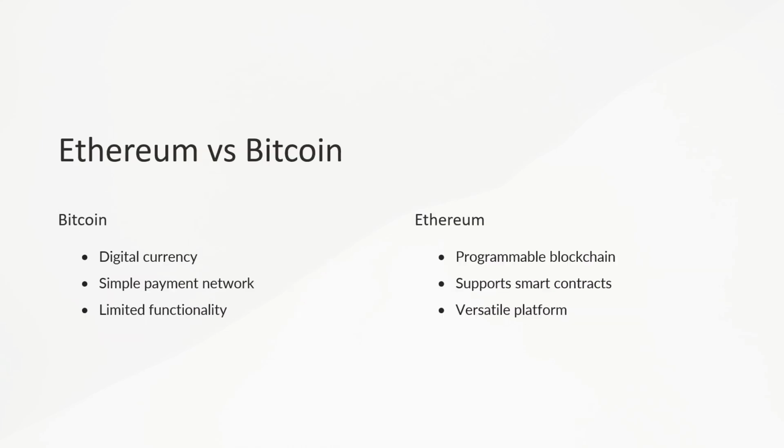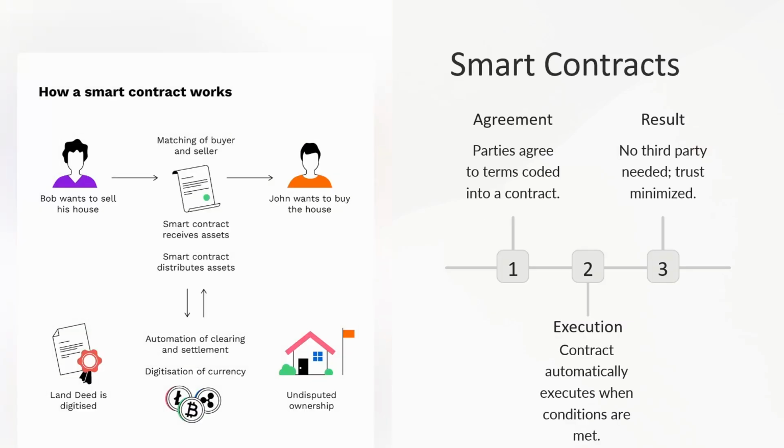Ethereum and Bitcoin are the two most well-known cryptocurrencies, but they serve different purposes. Bitcoin is designed as a digital currency and functions primarily as a simple payment network. On the other hand, Ethereum is a programmable blockchain, enabling a wide range of functionalities beyond just payments. Bitcoin works on the proof of work consensus mechanism, while Ethereum has shifted to proof of stake consensus mechanism with the Ethereum 2.0 upgrade.